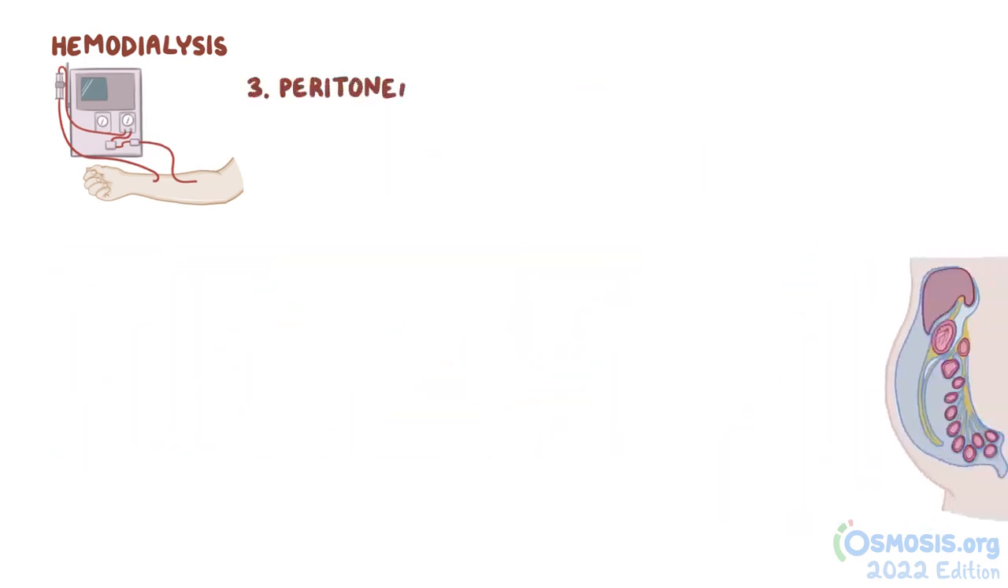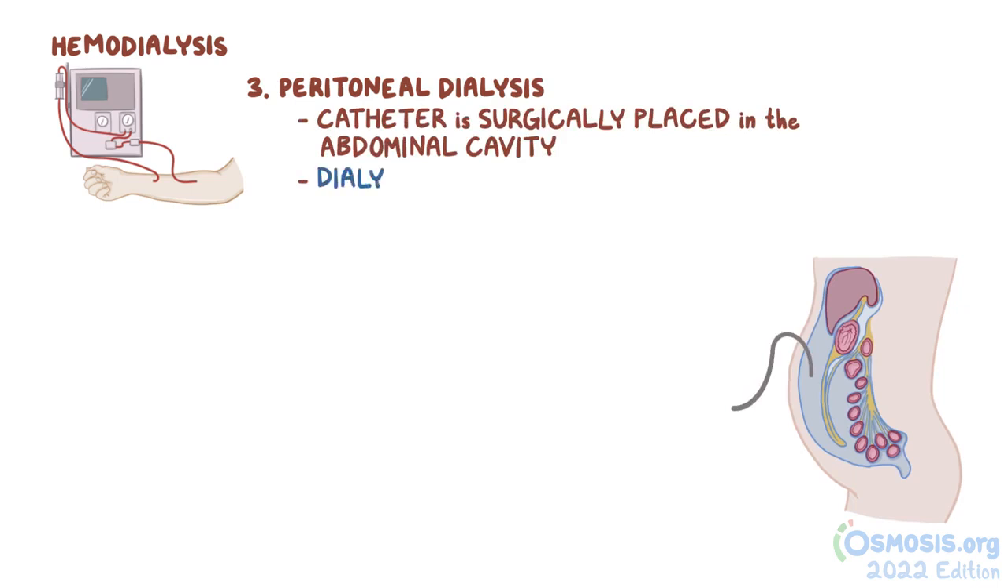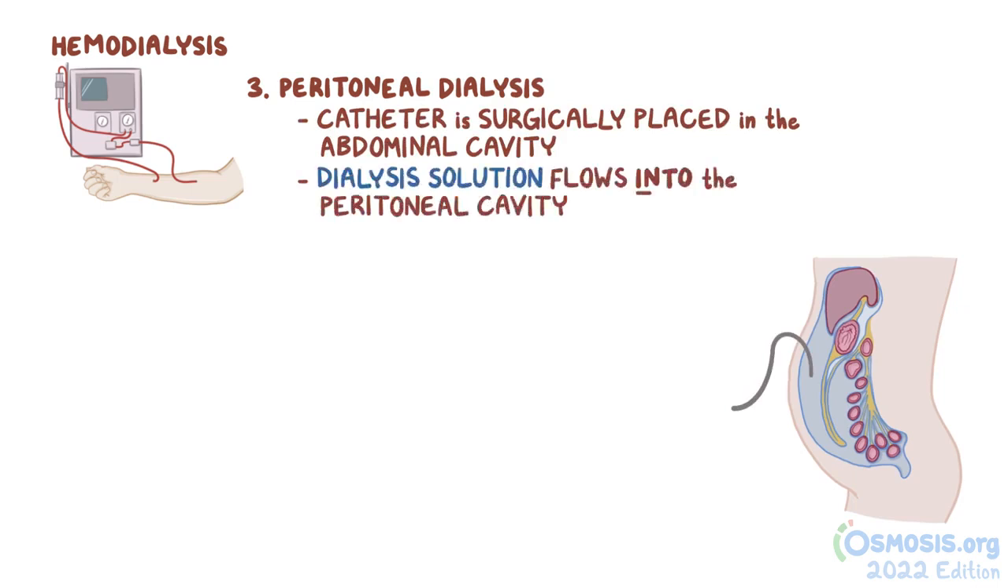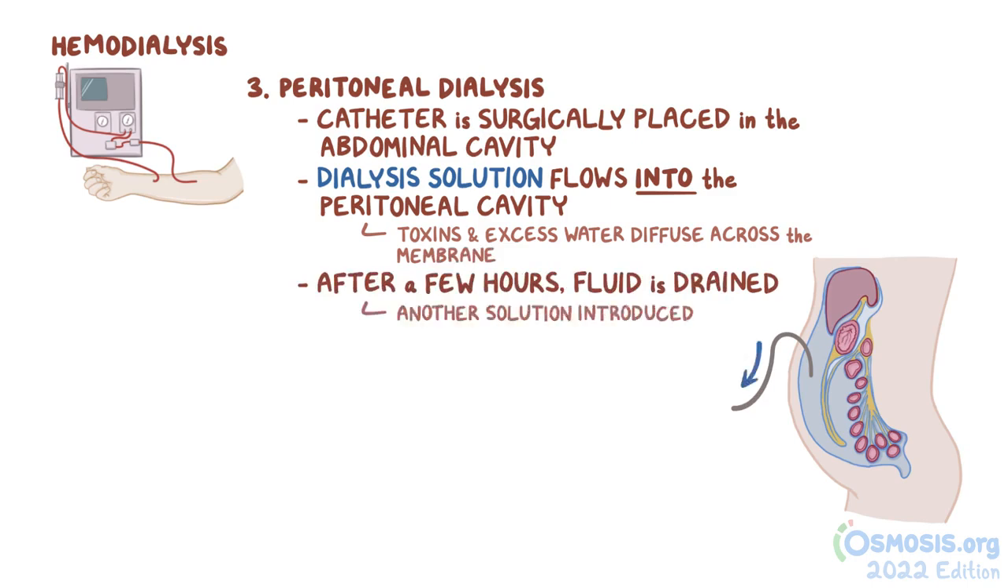Finally, there's peritoneal dialysis, which is when a peritoneal dialysis catheter is surgically placed in the abdominal cavity and a dialysis solution flows through the catheter and into the peritoneal cavity. The fluid dwells in that space, and toxins and excess water diffuse across the peritoneal membrane. Generally, after a few hours, the fluid from the peritoneal space is drained through the catheter and another dialysis solution is introduced into the peritoneal space.